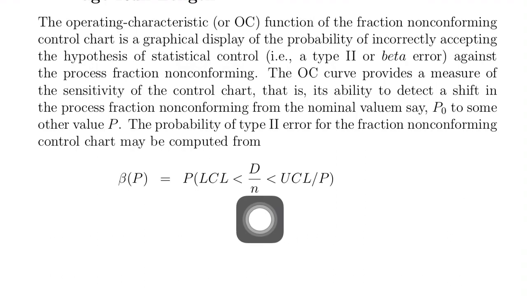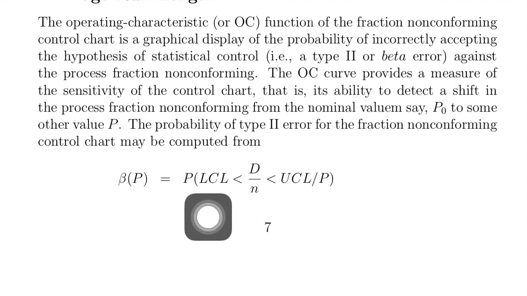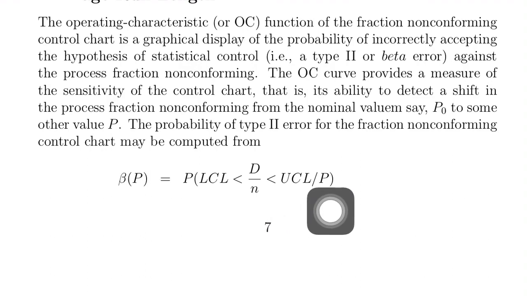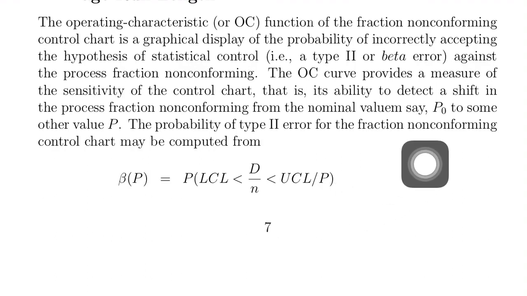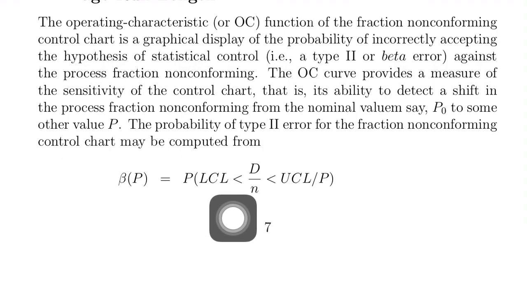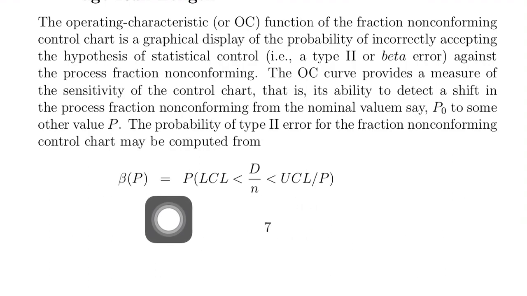When the charting statistic lies between LCL and UCL, what will you do? You will conclude that the process is in control. So this probability is nothing but the probability of concluding that the process is in control. But actually, the true value of the fraction defective is some P which is different from the target value P naught. So this is actually the probability of wrongly concluding that the process is in control. That is why this is the OC function.